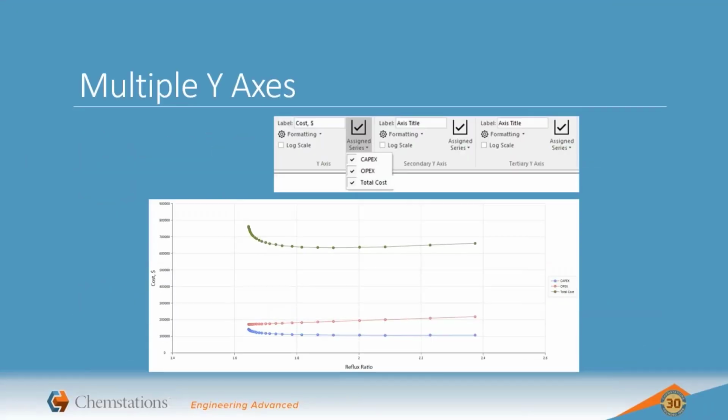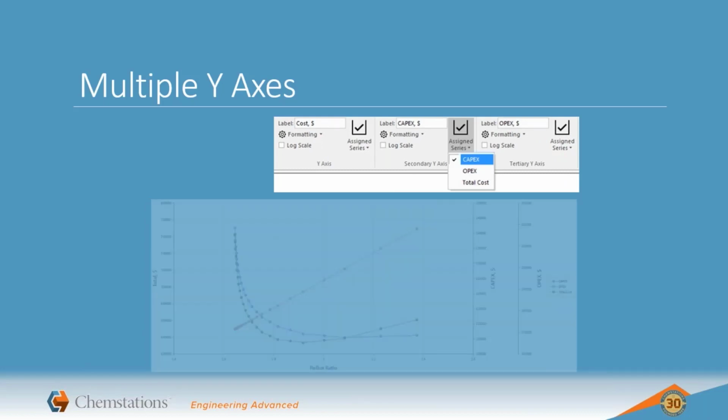And last, but definitely not least, is the introduction of the multiple y-axis feature. When a chart is generated, every data series is plotted on a single y-axis, where it can be hard to identify relationships among variables if their values are very different. With this version of CHEMCAD, however, we can click the Assign Series button to put one or more data series in the secondary and even tertiary y-axis to scale the data properly.